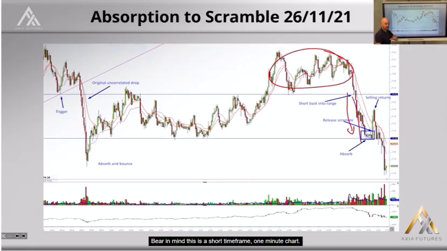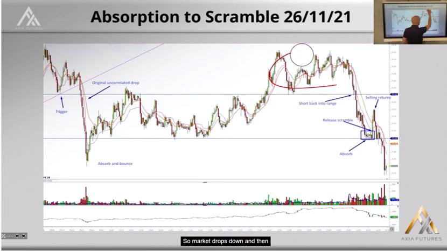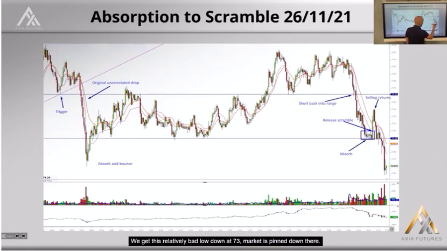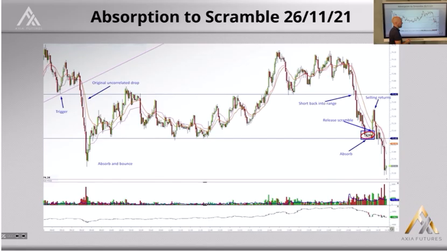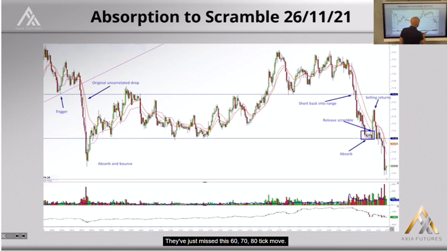Bearing in mind, this is a short time frame, a 1 minute chart, so you're looking at sort of mini ranges within the day. So the market drops down, and then we get this relatively bad low down at 73. Market is pinned down there. What does this mean? Well, people are going to be happy to try and sell for the continuation. They've just missed this 60, 70, 80 tick move. This is their chance to get in on the next leg and have a shot at the low of the day. Essentially, this move is what they're after. And they do get it eventually.